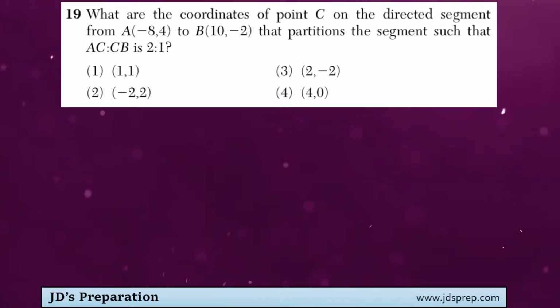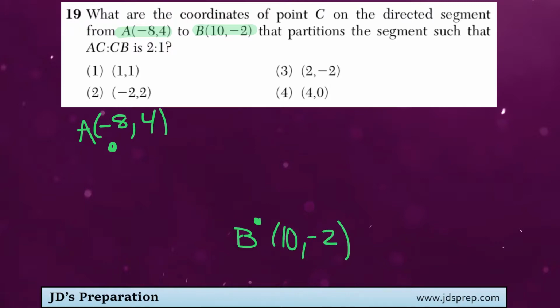This problem is an example of us being asked to partition a line segment. Specifically, we have a line from the point A to B, and I always like to start problems like this by roughly visualizing where those points are. So the point negative 8, 4, let's say that's kind of up here. And point B, 10, negative 2, that's going to be somewhere down here. So we'll label that 10, negative 2.